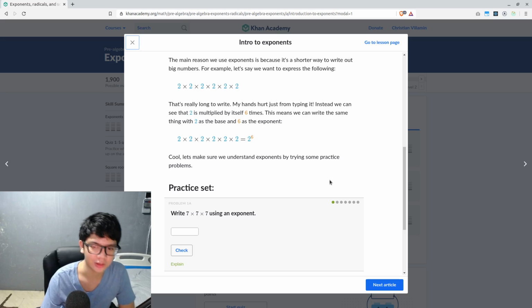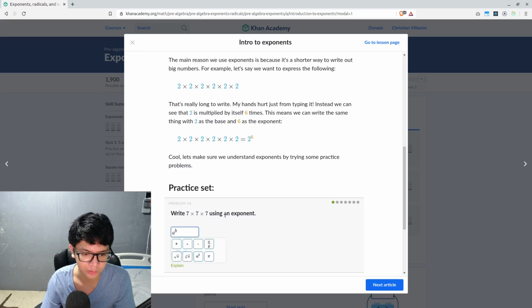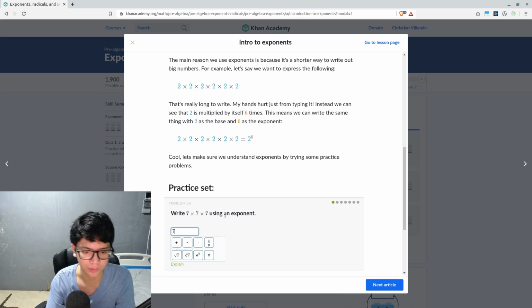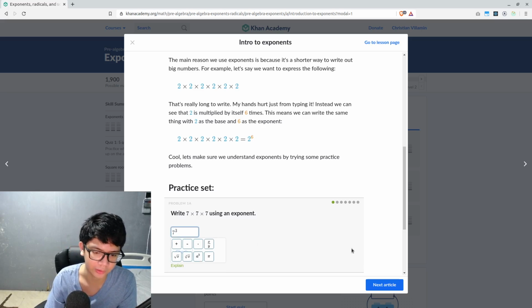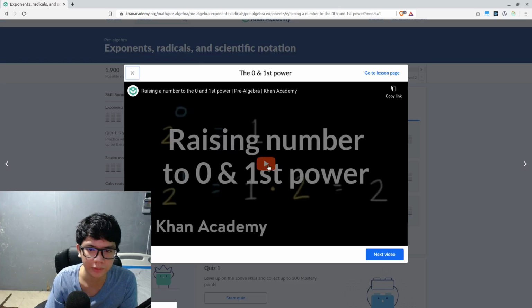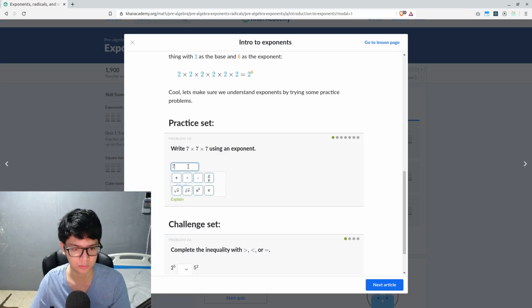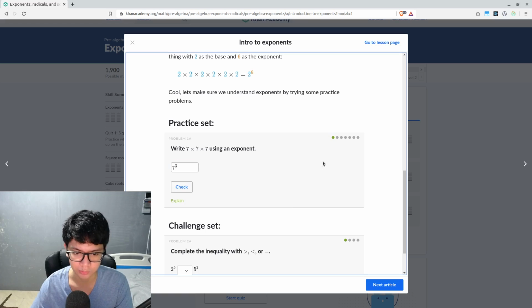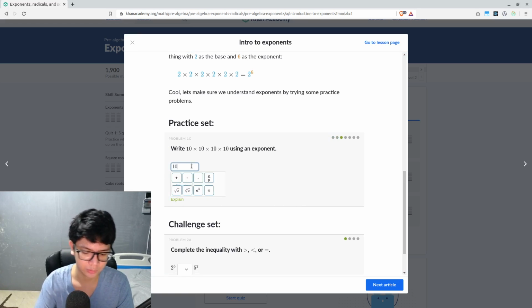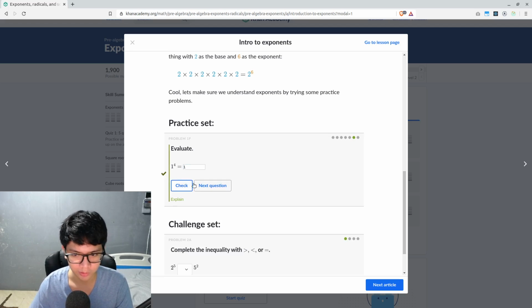Cool. Let's make sure we understand exponents by trying some practice problems. How do I write this as an exponent? Holy shit, I don't know. This thing? Oh, cool, okay. Oh shit. No, I didn't mean that. Intro to exponents. Oh cool, okay. Check. Actually 6. The 4th power. Wow, okay. Whoa, I almost fell for that.